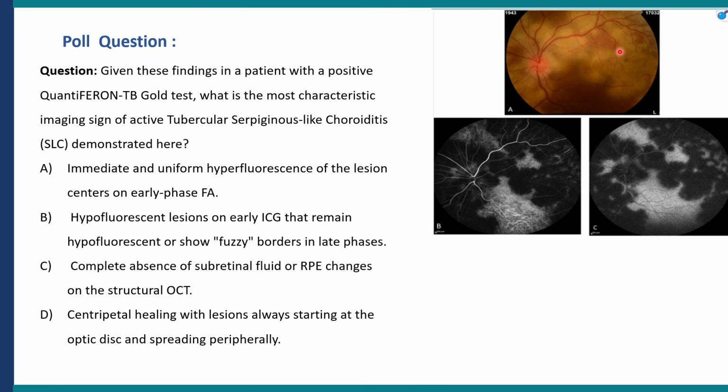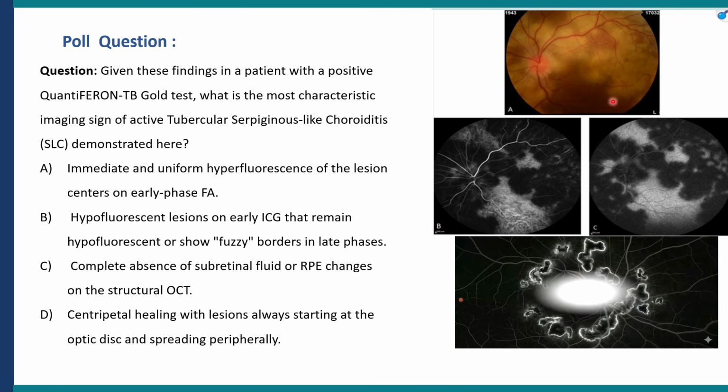Now, as we said before, this is the tuberculous serpiginous-like choroiditis, which often presents as multifocal non-contiguous lesions, as you can see here. And by ICG, as you can see, there will be areas of hypofluorescence that persist throughout all the stages of ICG. So the correct answer will be B. And this is the hypofluorescence suggestive of ischemia due to granuloma formation, and there is non-vascularization of these areas or severe ischemia in these areas.